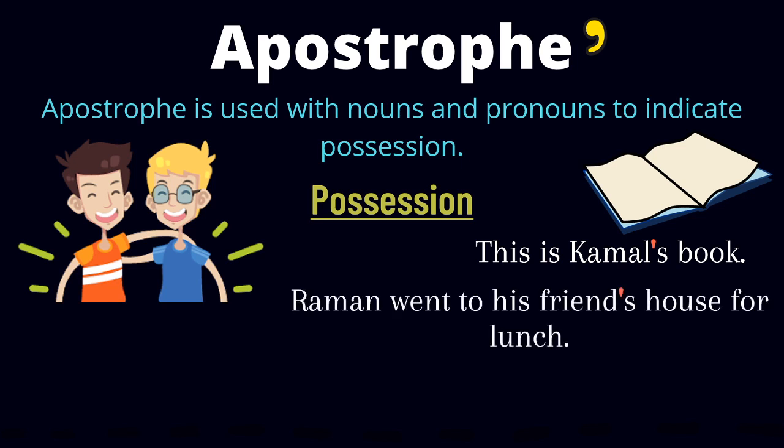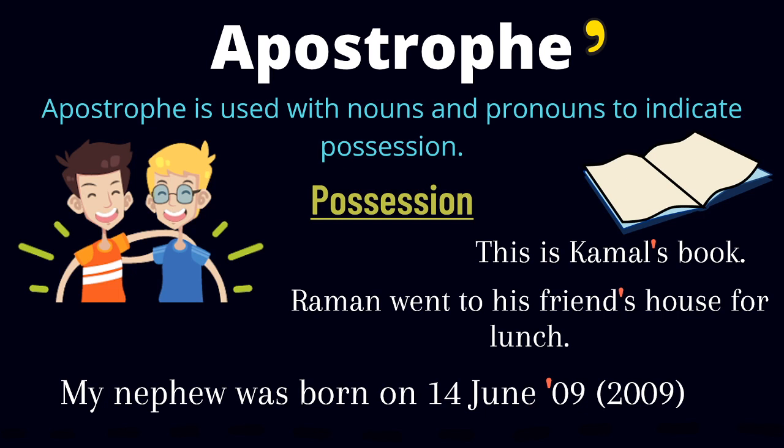Raman went to his friend's house for lunch. Whose house? That is friend's house. That house belongs to his friend. So, Raman went to his friend's house for lunch. Friend apostrophe S.